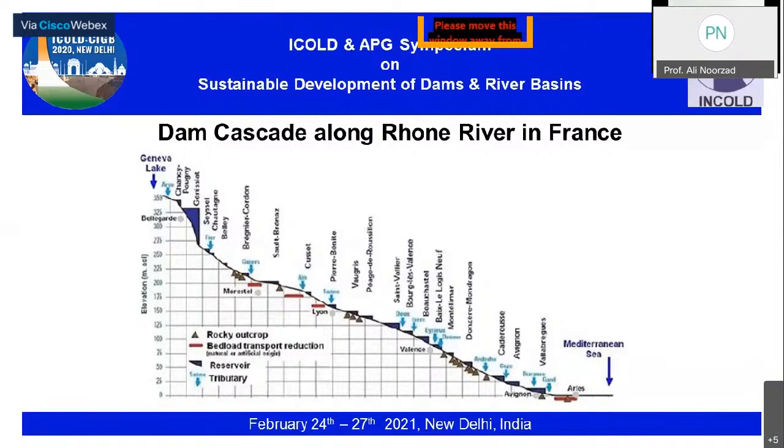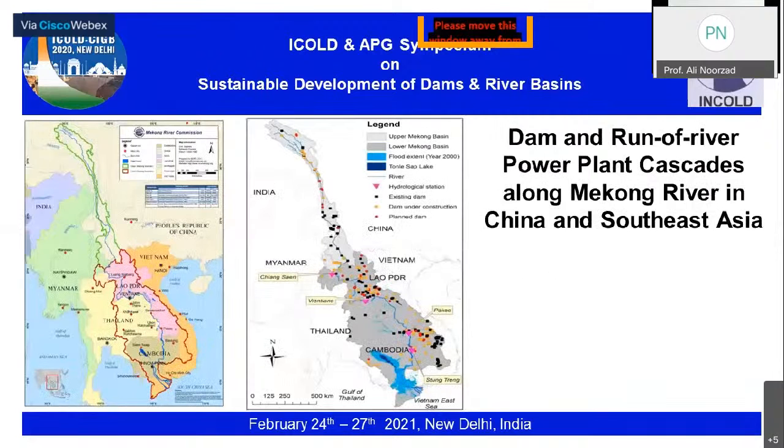Now, dam cascades are quite common. Here is an example shown along the Rhone River in France, starting from Lake Geneva to the Mediterranean Sea. There are about 20 different dams, mainly run-of-river power plants. And the question is, of course, if one of these dams fails, what happens, and do we need higher seismic safety standards?